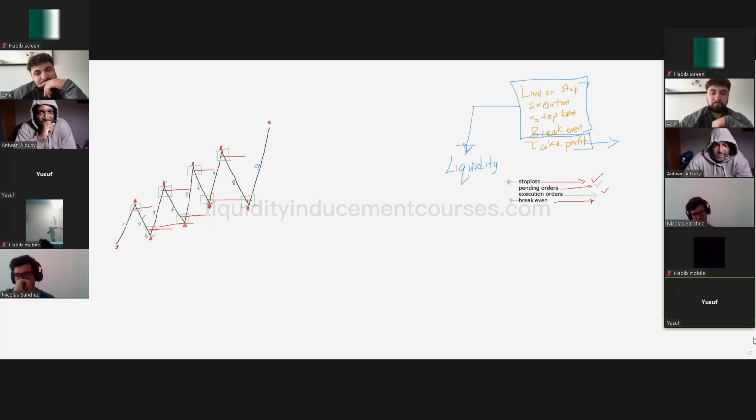Now, this can become really, really, really complex because it makes you need to start thinking, okay, where could the pending orders be? Where could the execution orders be? Where could the stop loss be? At every point in time, and that is a lot of tax right there. But no, you don't have to do that.